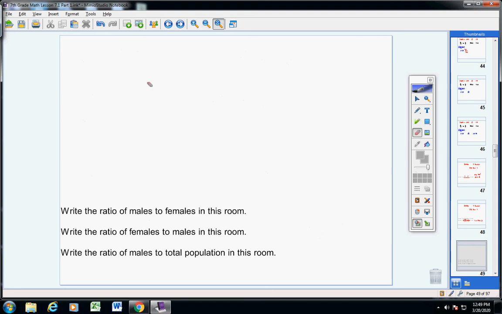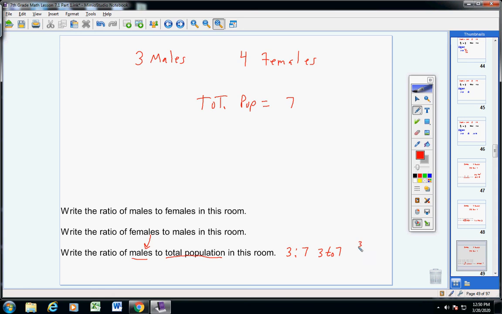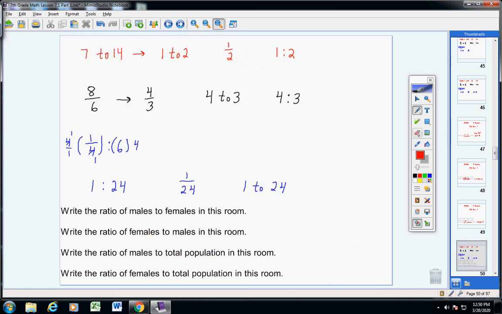Feel free to work ahead if you want, and then see if you got it right, or just work with me, whatever you want to do. So now I want you to write the ratio of males to the total population. Okay, so males comes first, that would be 3, and the total population is 7. So you could write your ratio like that, or you could write it like this, or you could write it like this. Okay? And then one more, and we'll move on to something else.